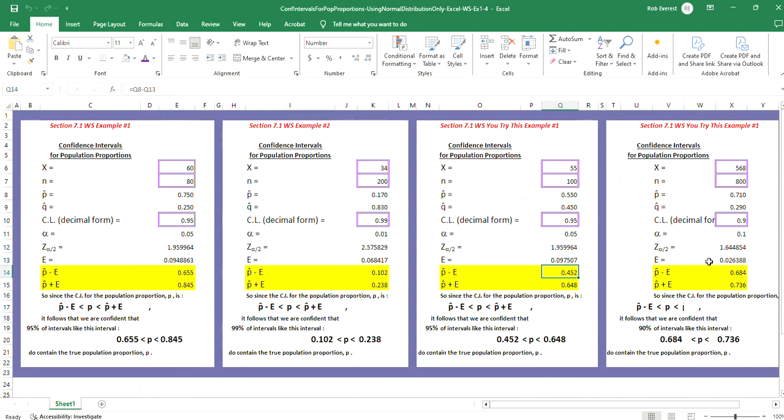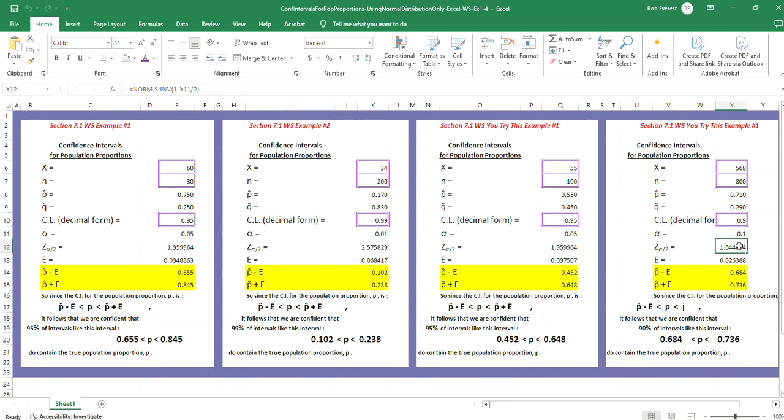And the second You Try example at the end was about what proportion of people would support raising the minimum wage. And out of 800 people, 568 said they would. That means 71% said they would support raising minimum wage, and 29% would not. This is 0.9, which means the confidence level is 90% for the confidence interval, and that yields a critical value of 1.645 from the chart.